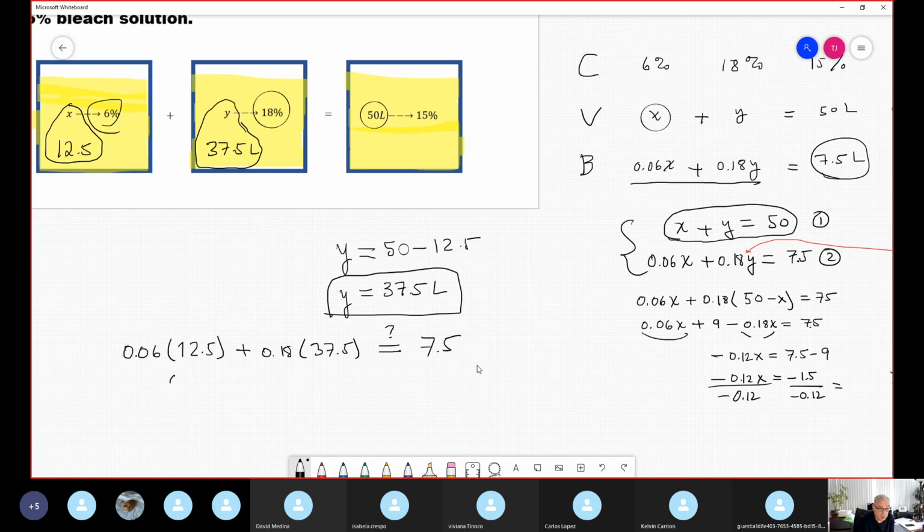The answer is 0.75. Wow, too small. Plus 0.18 times 37.5. The answer is 6.75. And this together is 7.5. Super. This is double checking, and this is a complementary answer. The answer that they want is this answer.